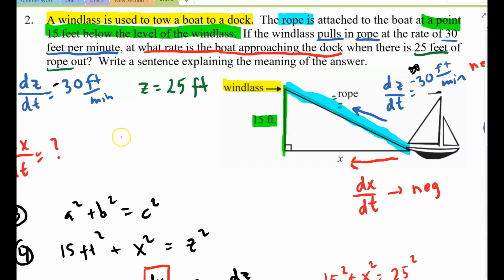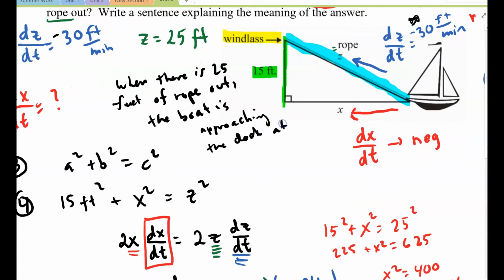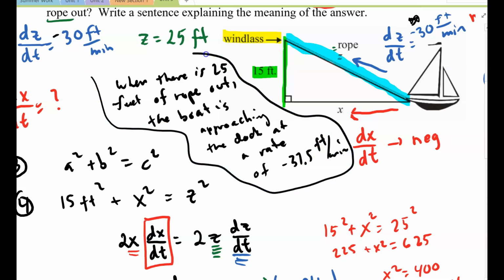Okay, so we can say, when there is 25 feet of rope out, the boat is approaching the dock at a rate of negative 37.5 feet per minute. All right, and there is your answer.